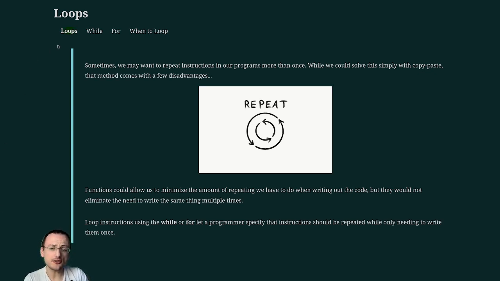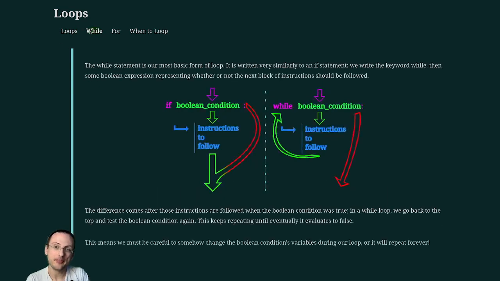So there are 2 different forms of loop that we'll look at. The first of these is the while loop. And the while loop is very, very similar to the if statements that we've already looked at. If you remember, the form of our if statement was if some condition, then here are some instructions to follow, that block of code that we want to do.